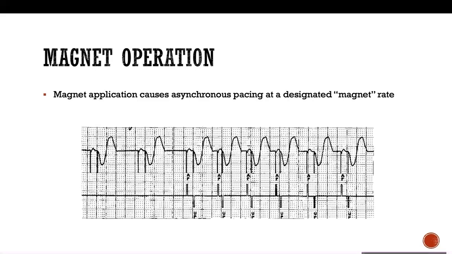It will make the pacemaker pace in asynchronous mode. So it's going to pace the atrium or the ventricle at, for example, 80 beats per minute or 90 beats per minute. That's the magnet mode. But the tricky thing about it is that you're going to have to keep it over the device all the time.